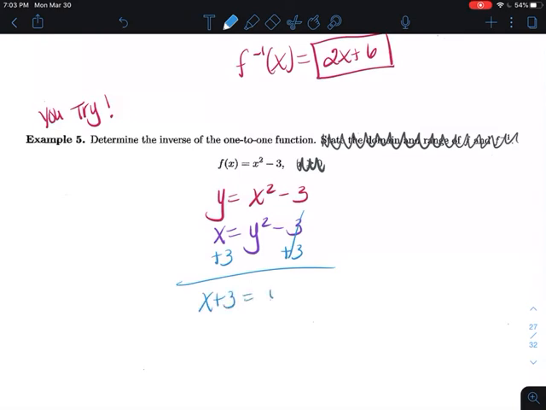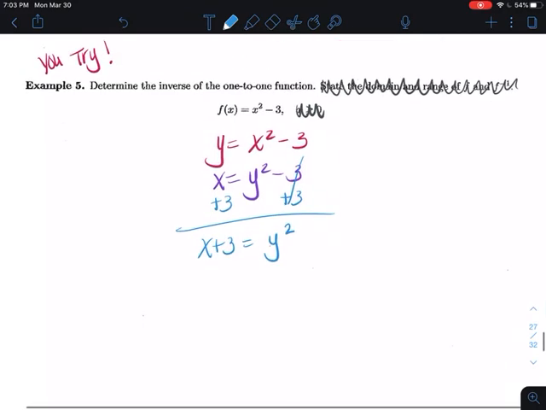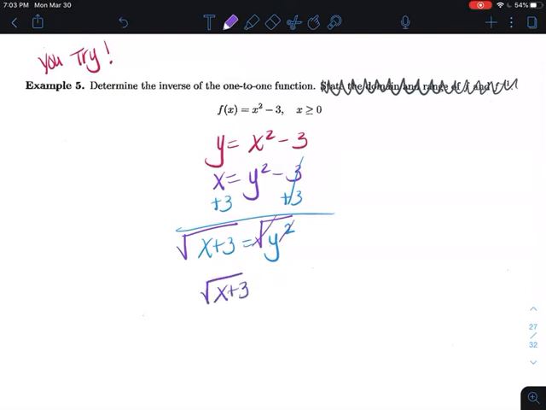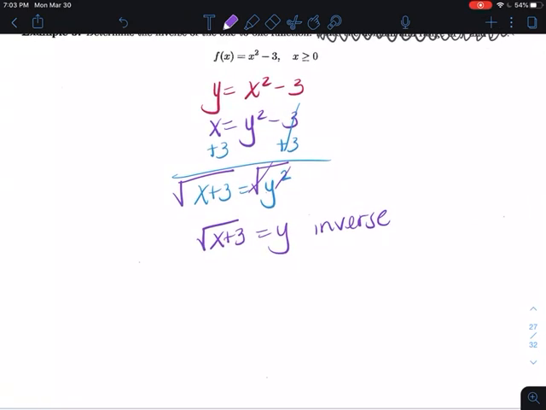So this is x plus 3 equals y squared. To undo a y squared, you need to take the square root. So I'm going to put the square root of both sides. And normally when you take the square root of both sides, you need to put a plus or minus. I kind of took off this restriction, but in this case, they have x's greater than or equal to 0. We're only going to take the positive square root. So your final answer when the square and the square root cancels out is that the square root of x plus 3 equals y. So this is your inverse. So that would be your answer.